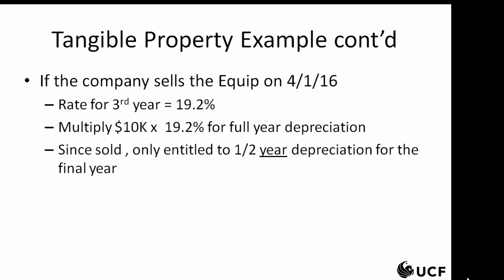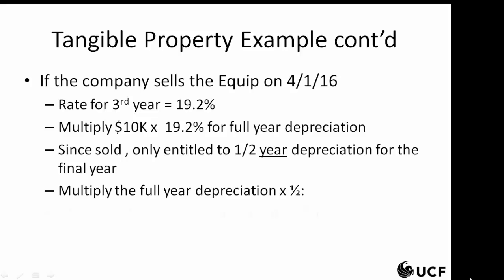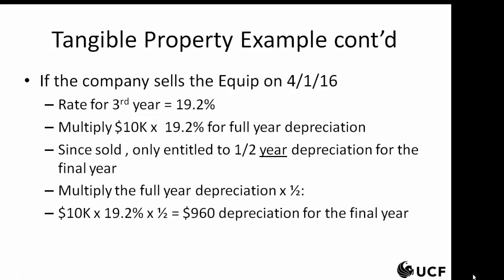Since we sold it and we're using half-year convention, we're only entitled to half a year's depreciation for the final year. So we take the final year depreciation that we calculated times 1/2. Therefore, we'd have $10,000 times 19.2% times 1/2, which gives us $960 depreciation for the final year.